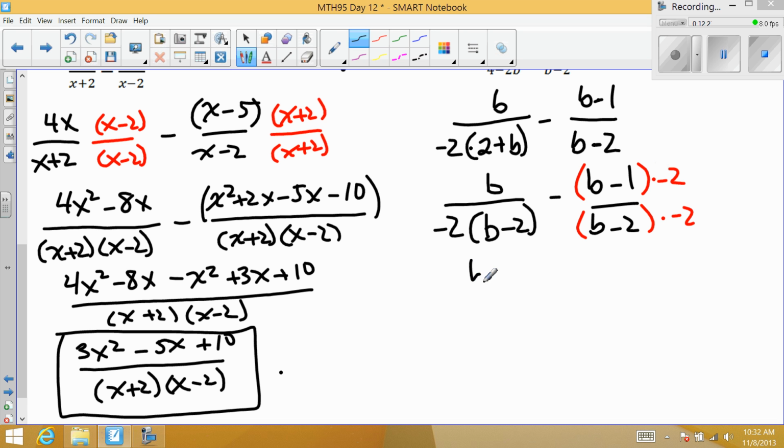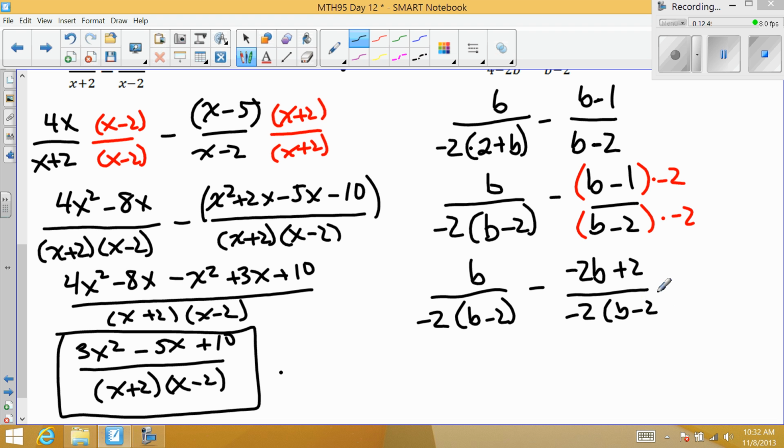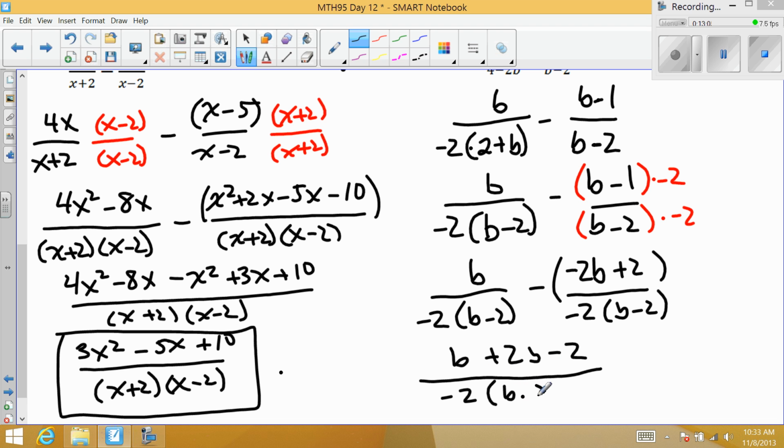Okay, so I've got b over negative 2, b subtract 2, subtract. Let's see, distributing here, negative 2 times b is negative 2b. Negative 2 times negative 1 is a plus 2. In the denominator, I can just leave it in factored form. And then I've got to be careful that I'm subtracting here, so all these signs are going to switch a second time. And I'm going to have b plus 2b subtract 2 all over my negative 2 times b subtract 2.